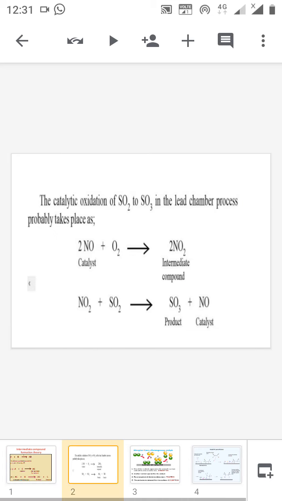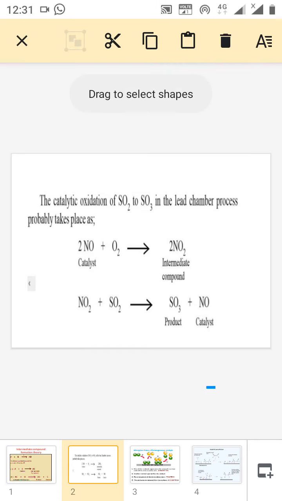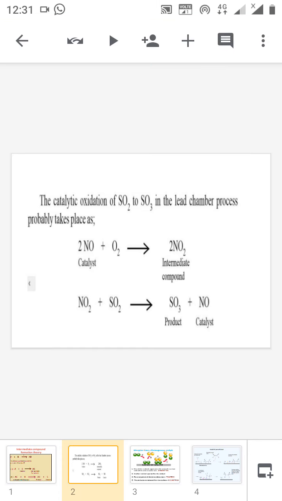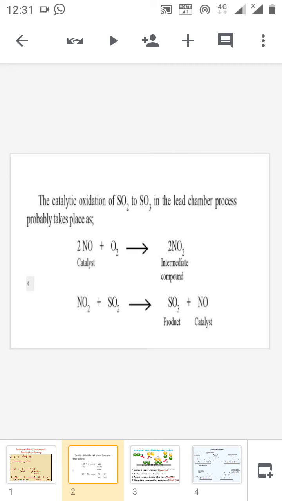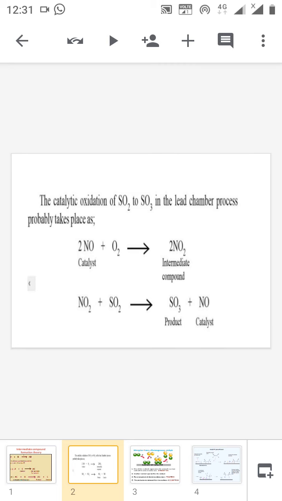Let me move on to one example: the oxidation of SO2 to form SO3 in the lead chamber process, in which we use NO as the catalyst. First of all, the NO catalyst reacts with oxygen to form NO2, and this NO2 reacts with SO2 to form SO3 and NO. The catalyst is regenerated here.